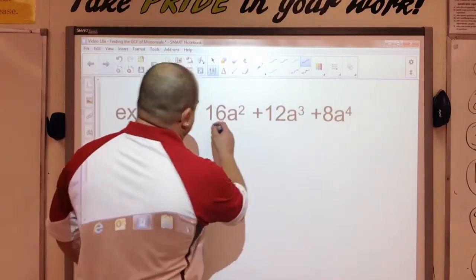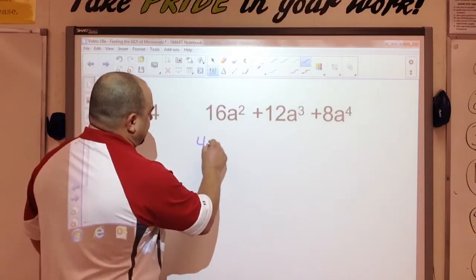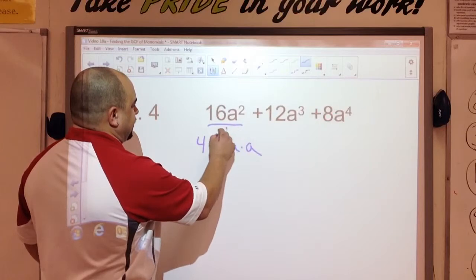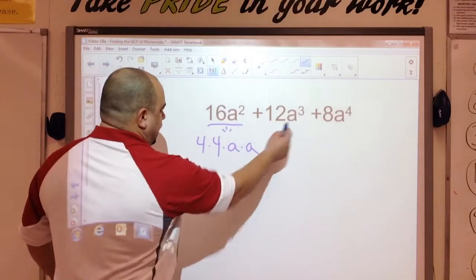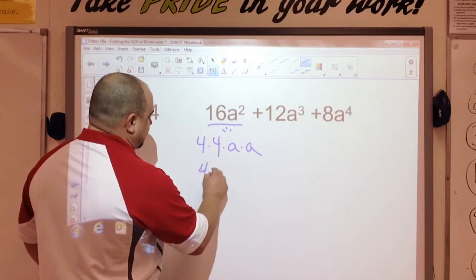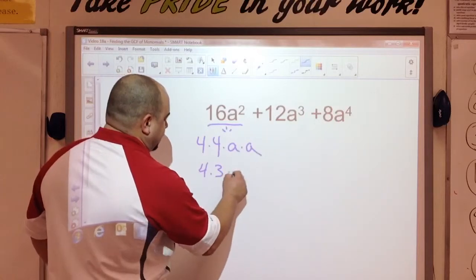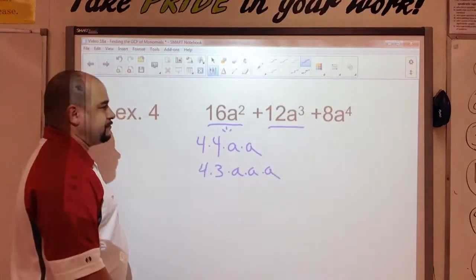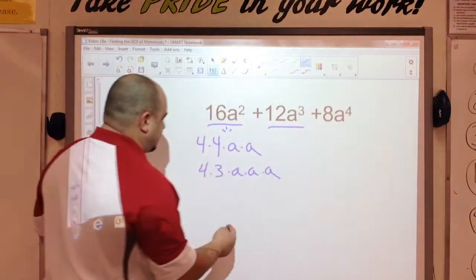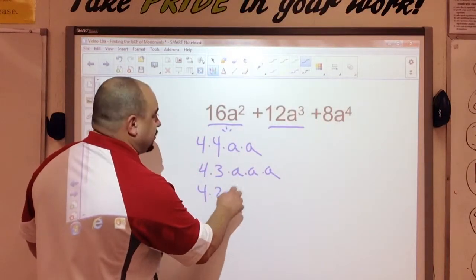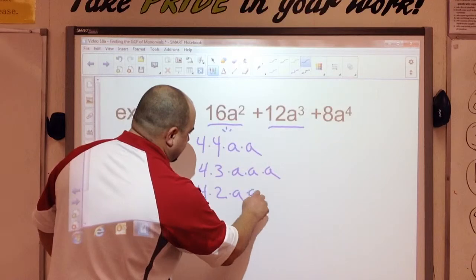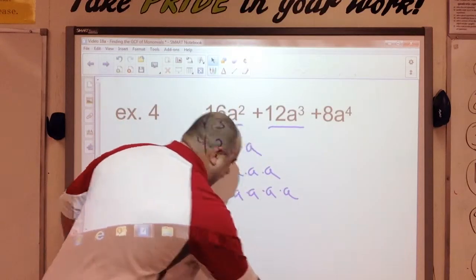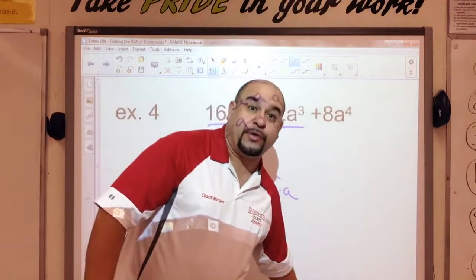So let's start with 16. I have 4 times 4 times a times a. So that's this one here. Let's do 12. So you have 4 times 3, and then I have 3 a's. So that one's the middle one. And then I have 8a to the 4. So I have 4 times 2, and then 4 a's. 1, 2, 3, 4.